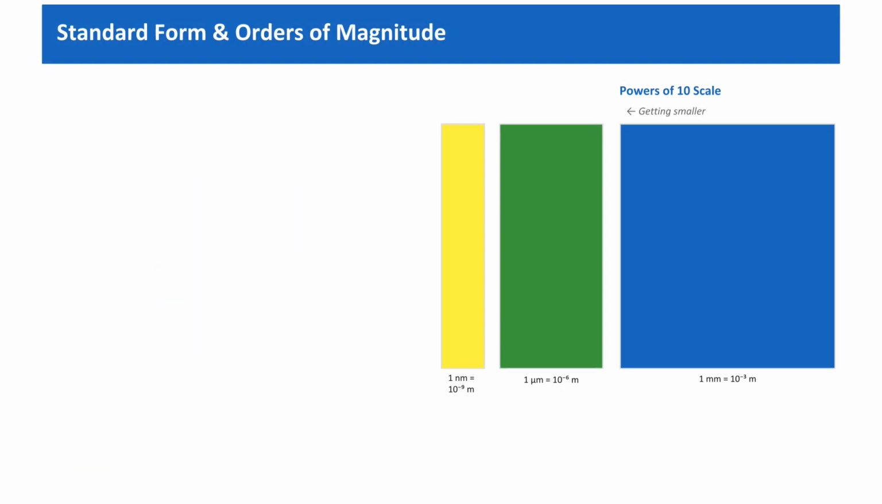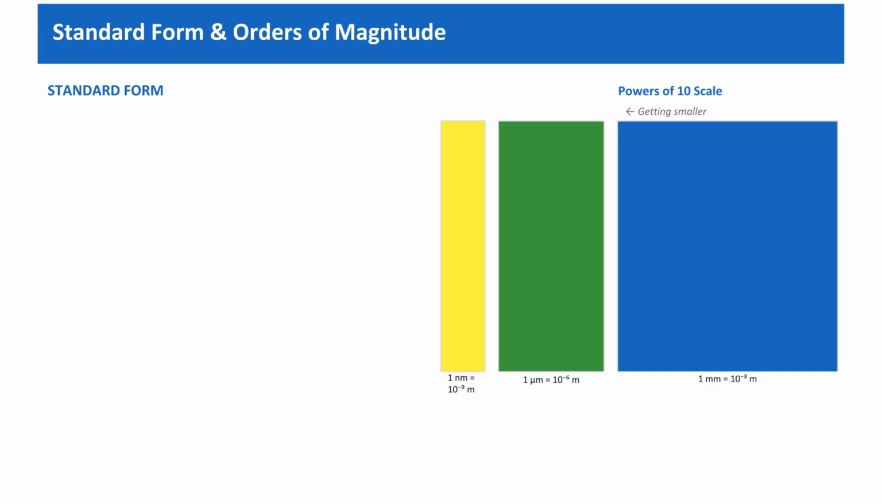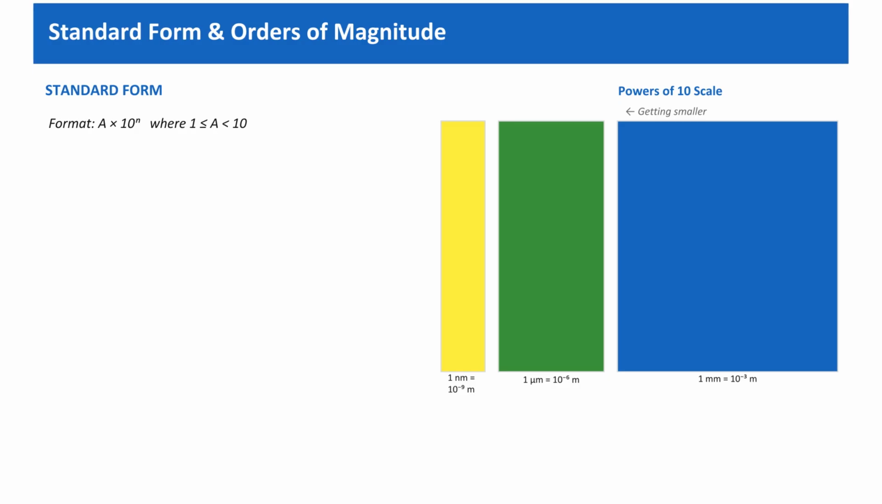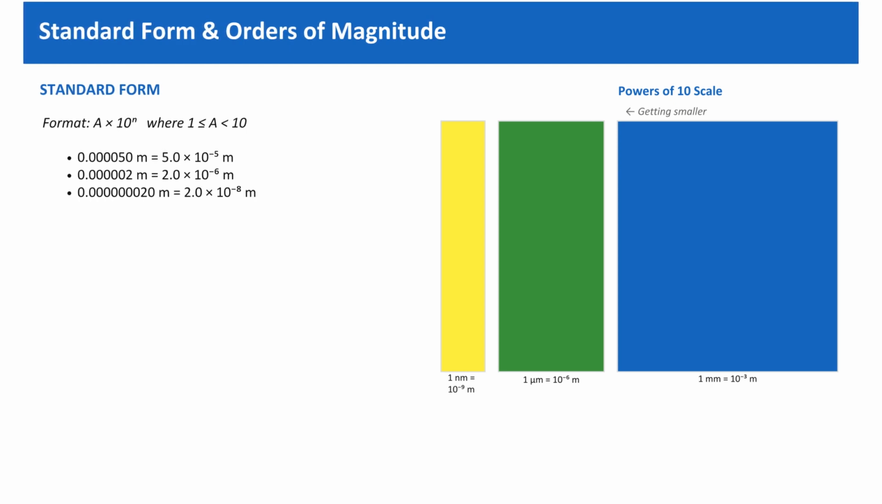Now standard form and order of magnitude. In this topic, you also need to use standard form. Standard form is just a way of writing very small or very large numbers more easily. This format is a times 10 to the power of n, where a is a number between 1 and 10. For example, 0.000002 meters is written as 2.0 times 10 to the power of minus 6.